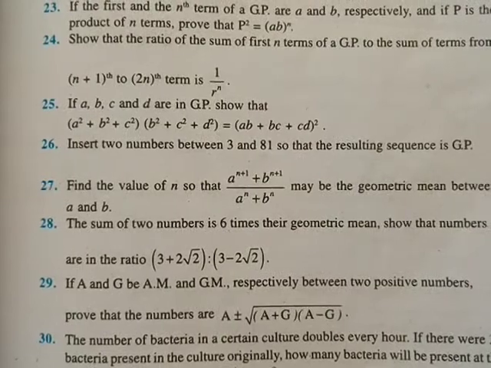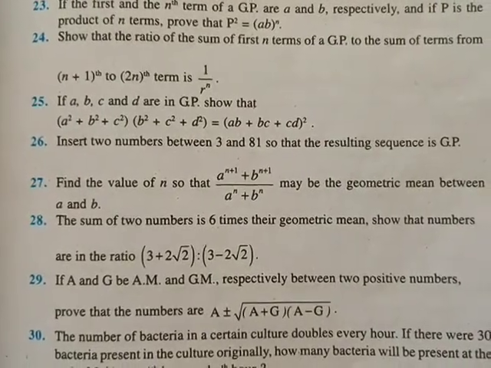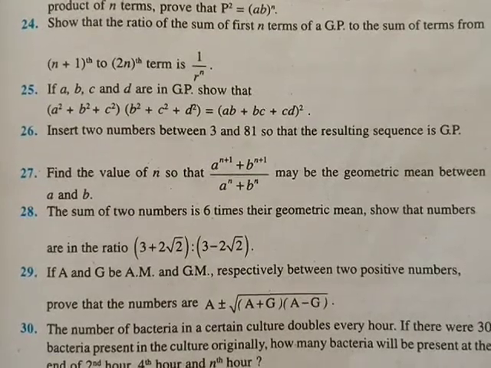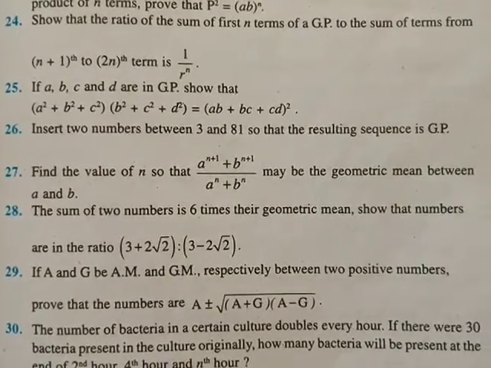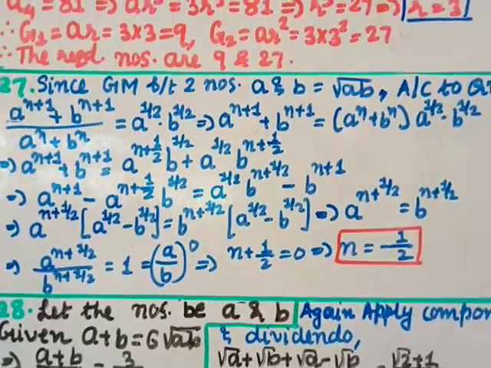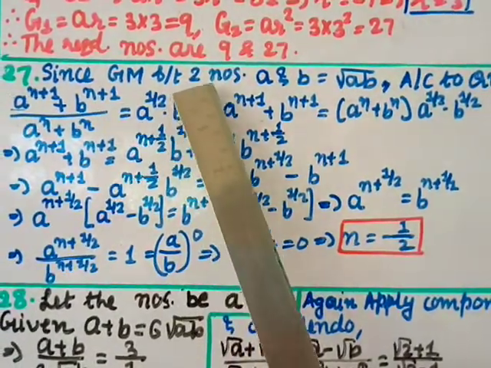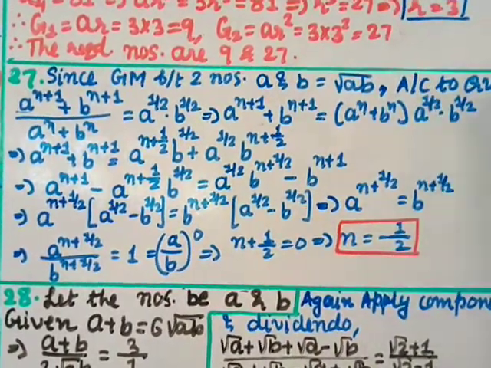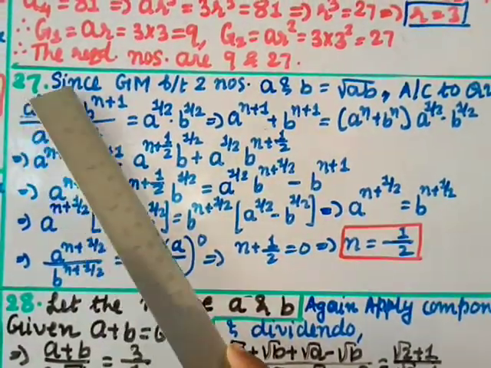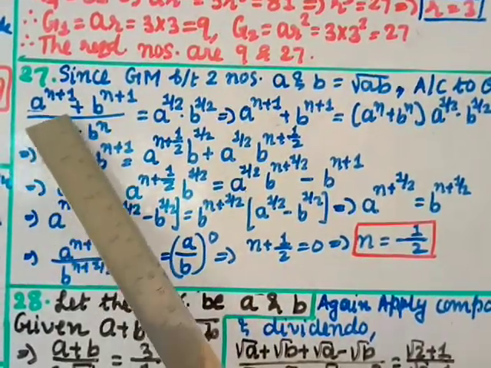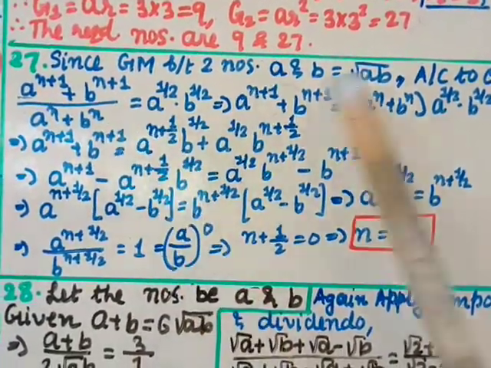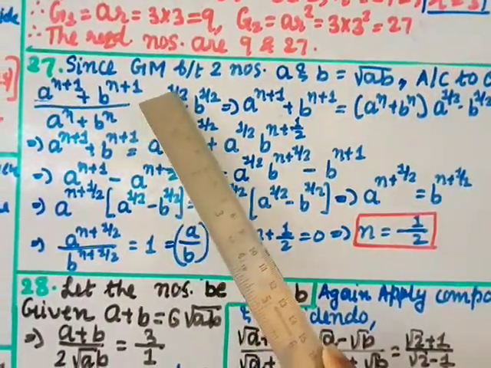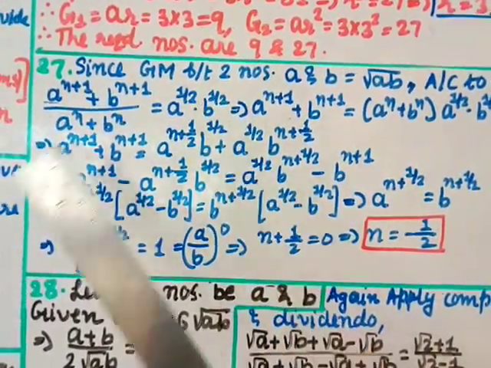Question number 27. Find the value of n so that (aⁿ⁺¹ + bⁿ⁺¹) divided by (aⁿ + bⁿ) may be the geometric mean between a and b. Since geometric mean between two numbers a and b is given by square root of ab, that is a formula. According to the question, (aⁿ⁺¹ + bⁿ⁺¹) divided by (aⁿ + bⁿ) equal to, this is the geometric mean of these, no? So this will be given as a^(1/2) into b^(1/2). Okay, this is given in the question.